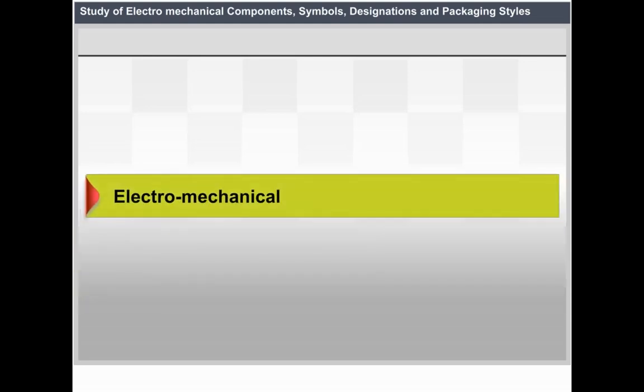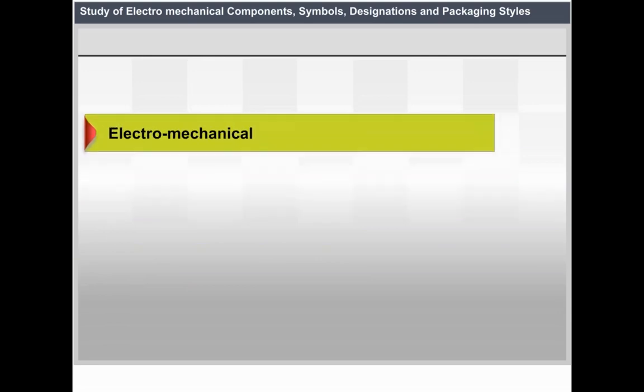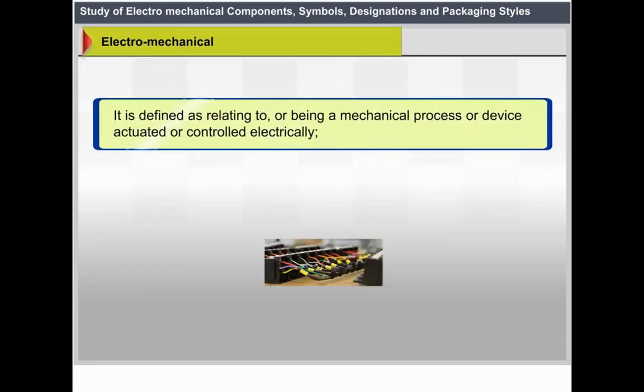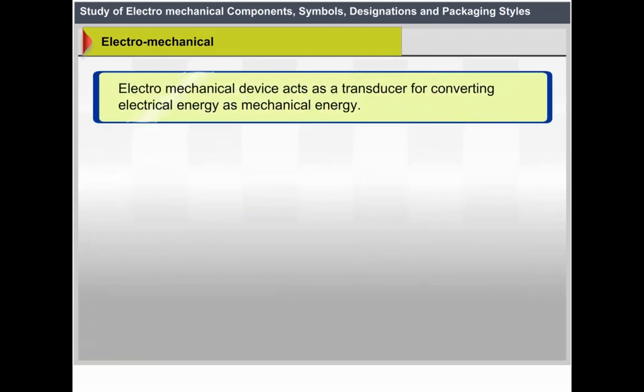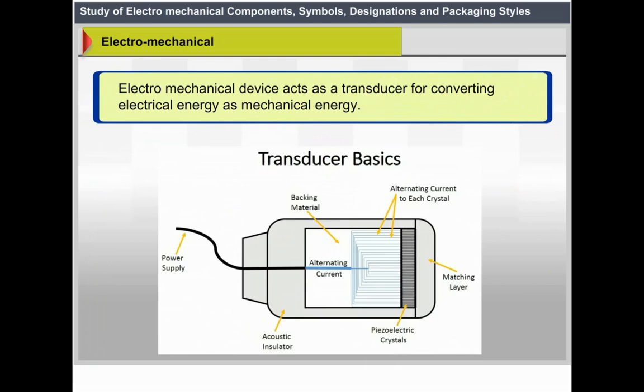Study of electromechanical components, symbols, designations, and packaging styles. Electromechanical: it is defined as relating to or being a mechanical process or device actuated or controlled electrically. An electromechanical device acts as a transducer for converting electrical energy to mechanical energy.